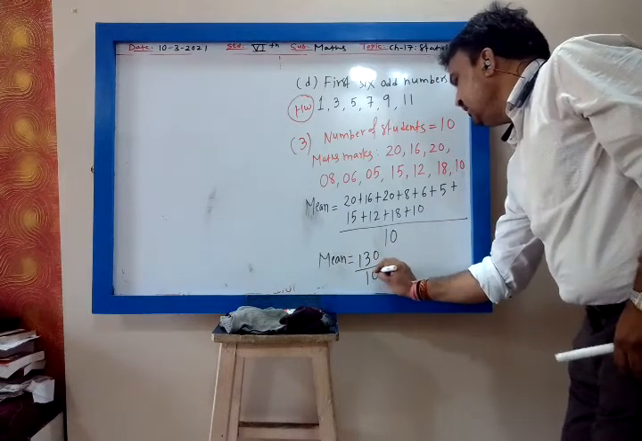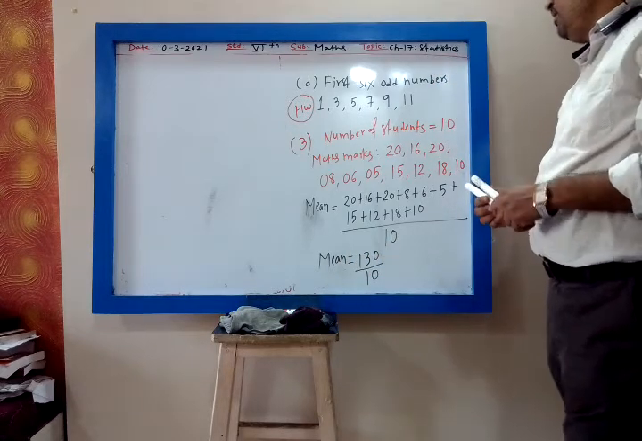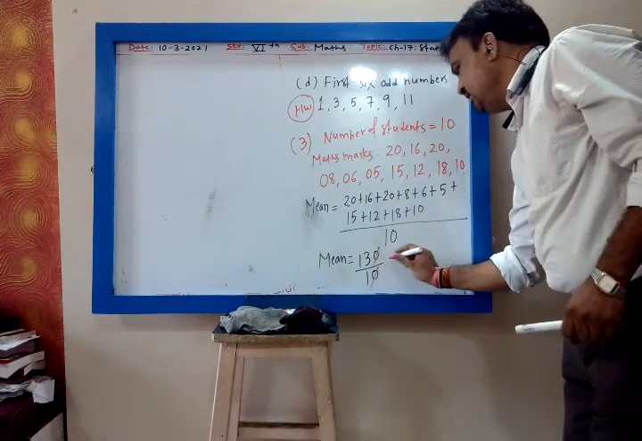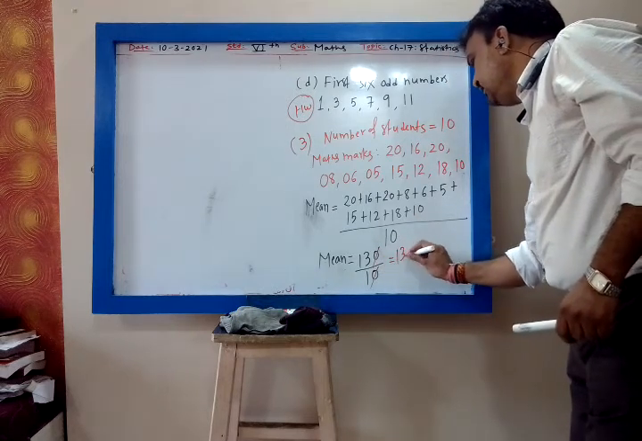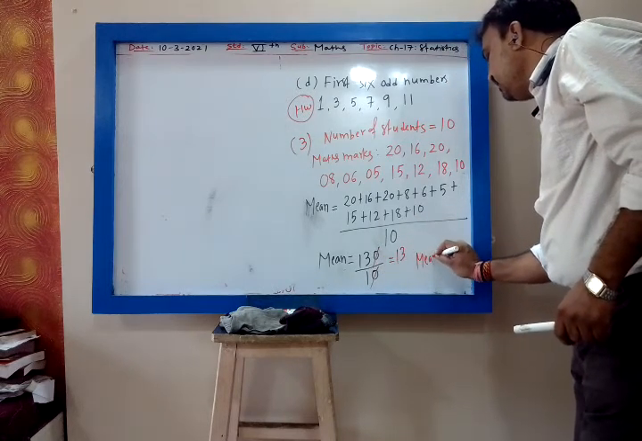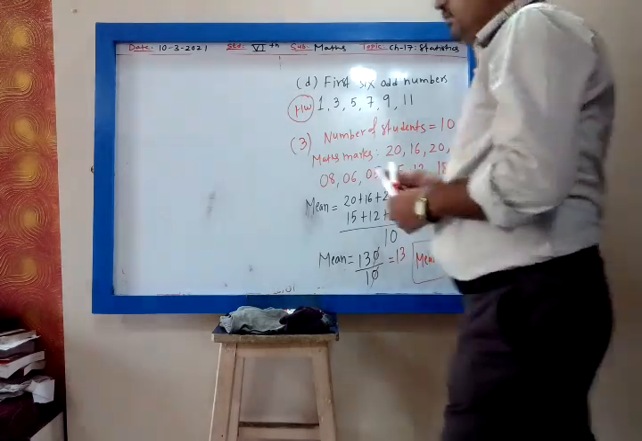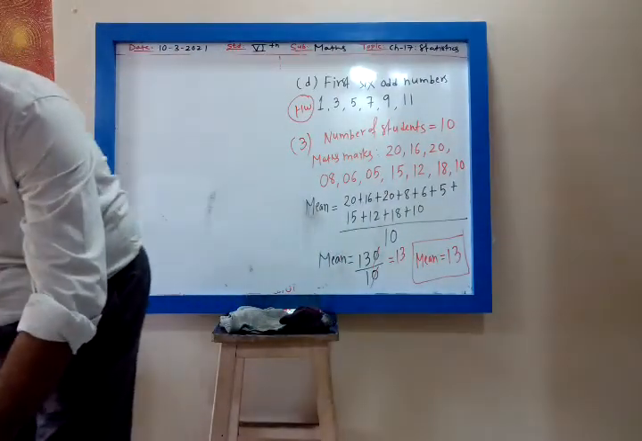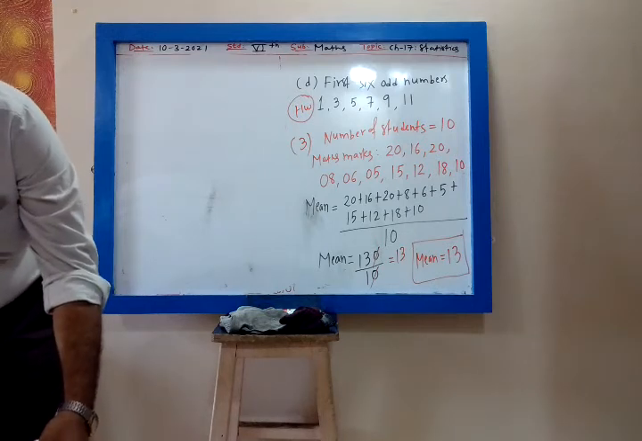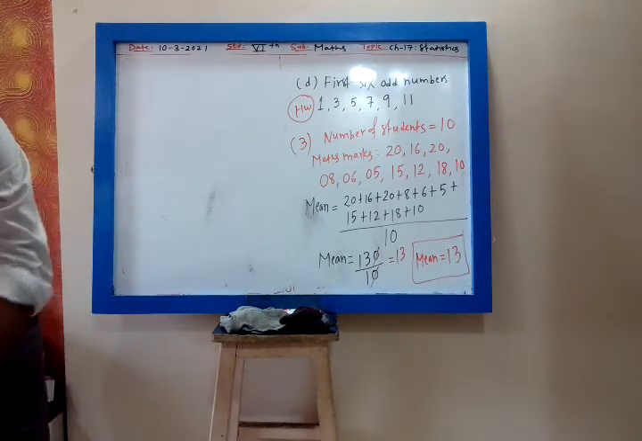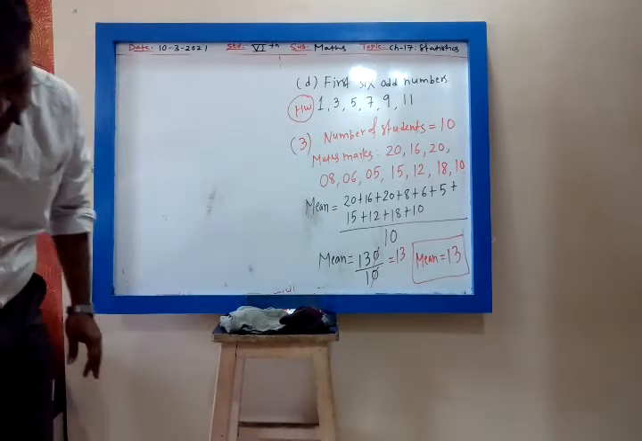130 divided by 10. The 0 gets cancelled, no? What is left? 13. So mean value is 13. Is it clear?